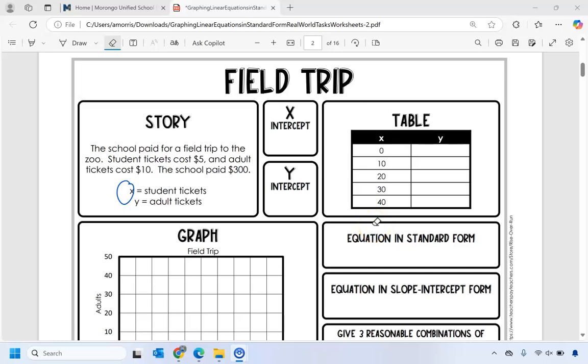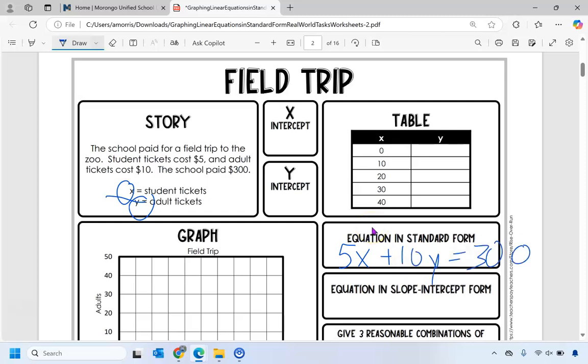Alright, so today we're going to work on some word problems to help you connect slope-intercept form, standard form, and word problems. This problem is about a field trip. The school paid for the students' tickets at $5, and that represents the X values, and the adult ticket was $10, and that represents the Y value. Now, they paid exactly $300, all right? So your equation is 5x plus 10y is equal to 300.